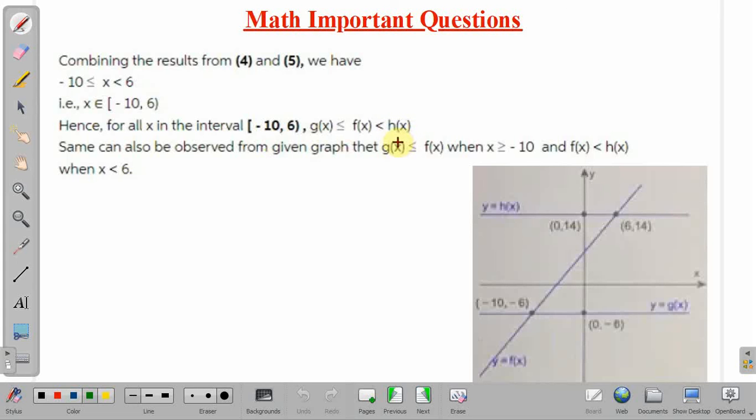From the graph also we can observe that this is x equals minus 10 and this is x equals 6. In this interval, this is your f(x) and this is g(x), so f(x) will be greater than g(x), and also f(x) will be less than h(x). So this is our common portion and our solution will be minus 10 to 6.